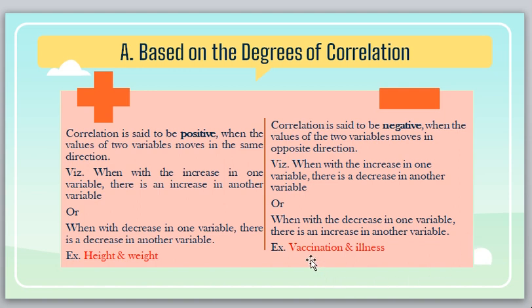So this is one example, vaccination and illness. When there is an increase in vaccination, we can see that there is a decrease in the illness. And when there is a decrease in the vaccination, there is an increase in the illness. So this is one very good example of negative correlation.